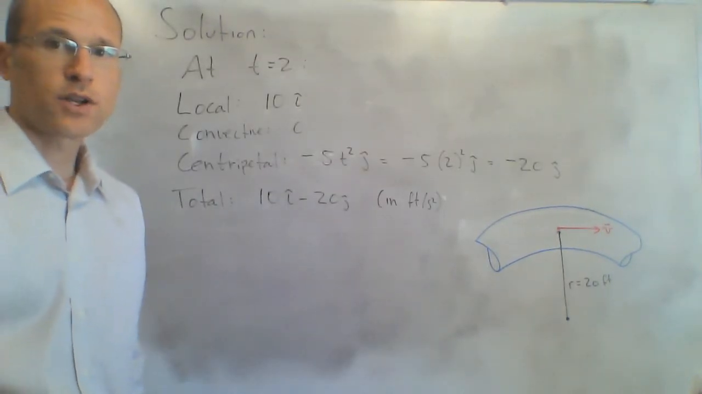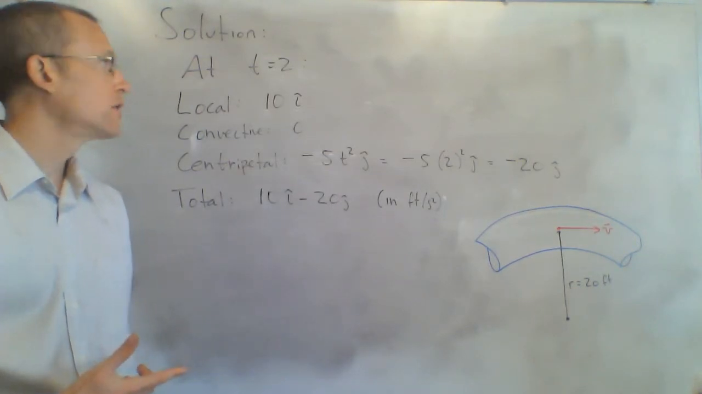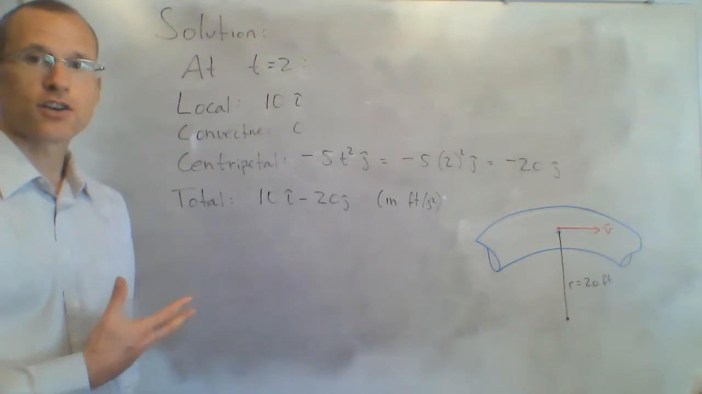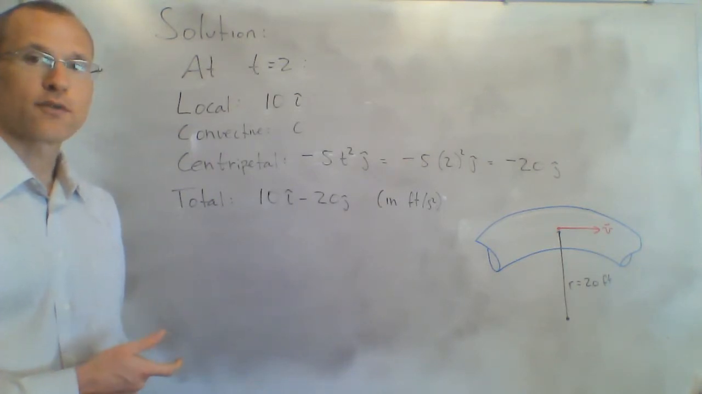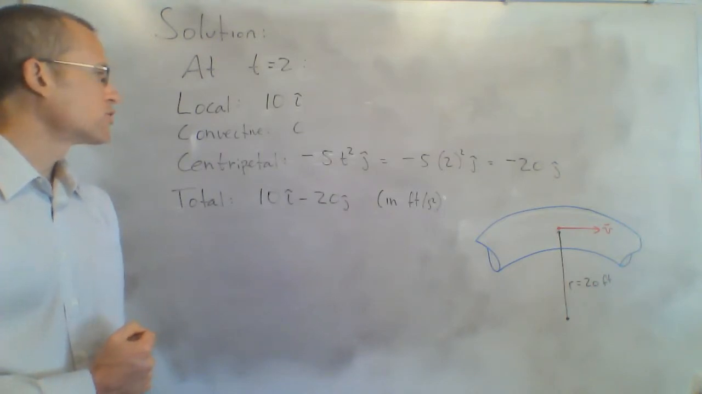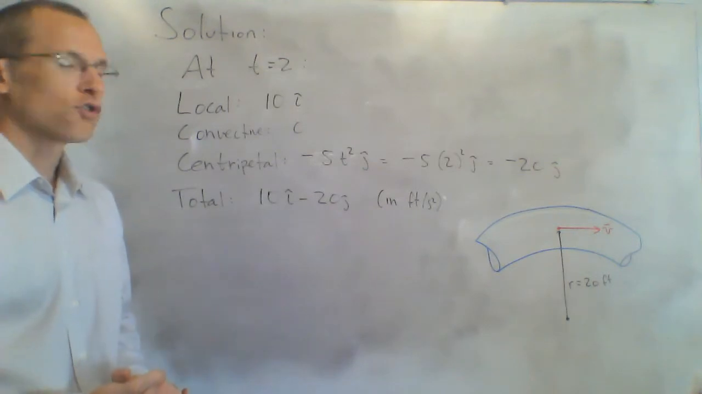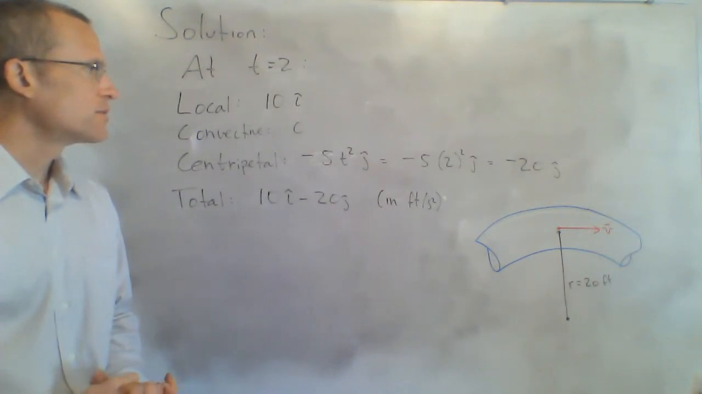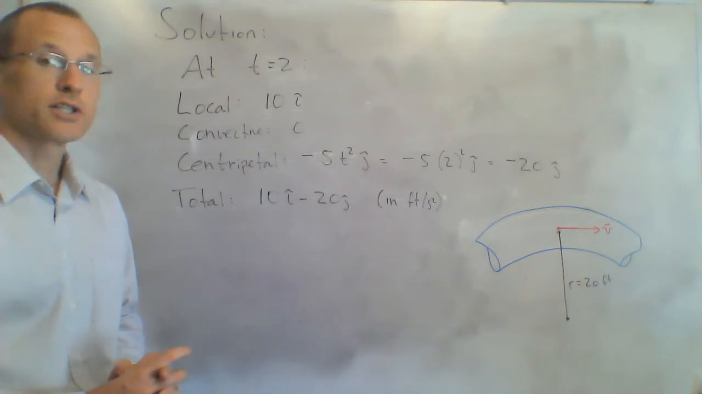And last thing I want to do is, it was specifically asking for the time at t equals 2 seconds. So my local was 10i, that's constant, doesn't change in time, so that stays as 10i. Same thing for my convective, still 0. But my centripetal acceleration depended on time. Just want to stick 2 in there for my t. So minus 5 times t squared gives a grand total of minus 20j. So those are my accelerations at time t equals 2.